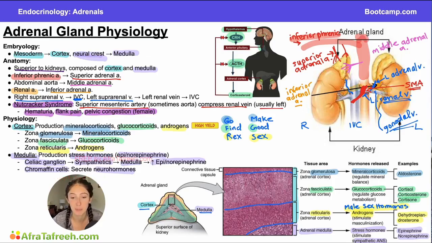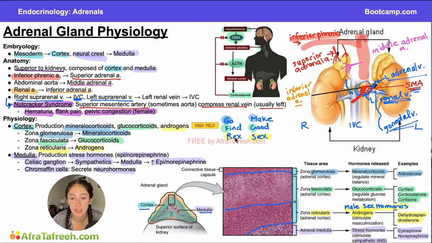Let's quickly recap what we talked about in this video. First, I really want you to be aware of this venous anatomy. So just remember that your left adrenal vein as well as your gonadal vein are also draining into the renal vein on the left before they are draining into the IVC, and this renal vein can get smushed by your superior mesenteric artery, resulting in nutcracker syndrome.